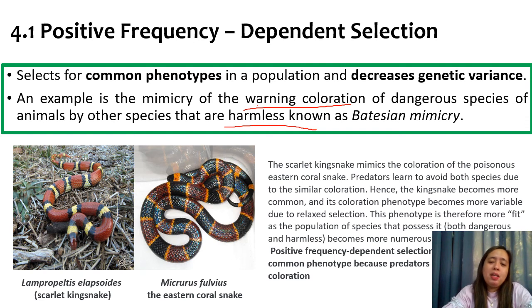Coral snake. So here, it is positive frequency dependent selection because of the mimicry, compared to the scarlet king snake on the other side and this poisonous eastern coral snake. Because this Batesian mimic continuously copies the noxious one, it now becomes common. Since it has become common, it is positive frequency dependent for the mimic, but it has a negative effect on those that are really noxious or dangerous.